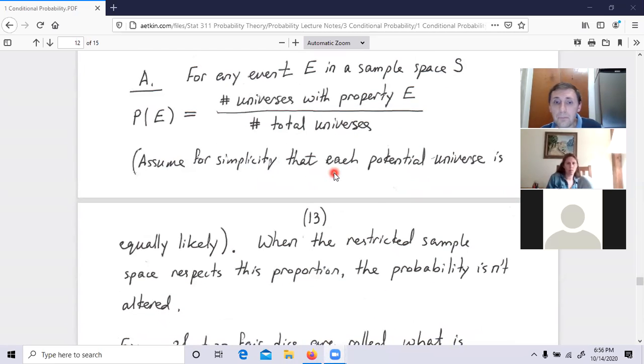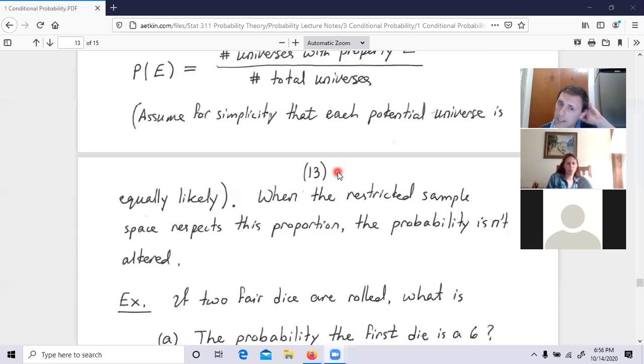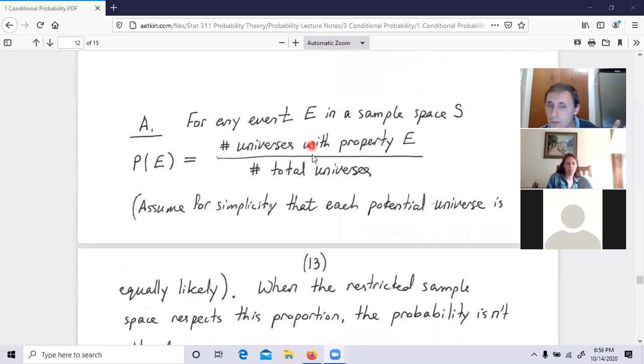So here is a simple example, right? Why can sometimes you ignore that information? Because the ratio of those limited possibilities stays the same, but the actual number in the numerator and denominator changed.